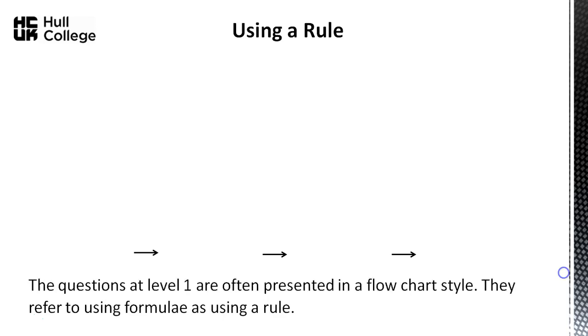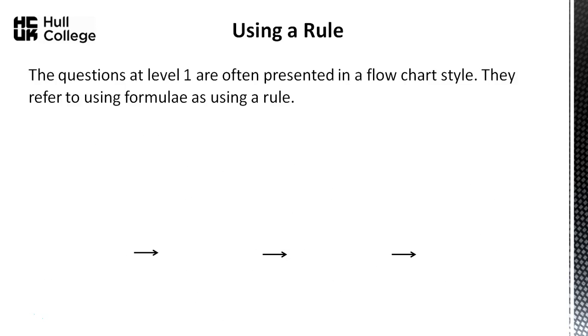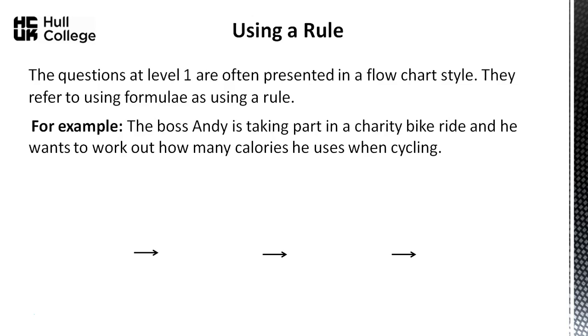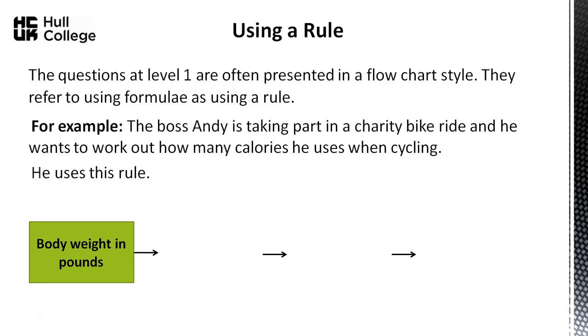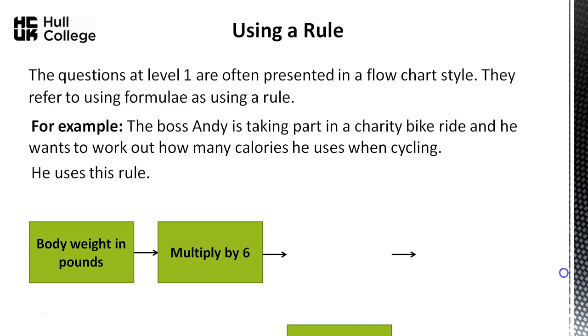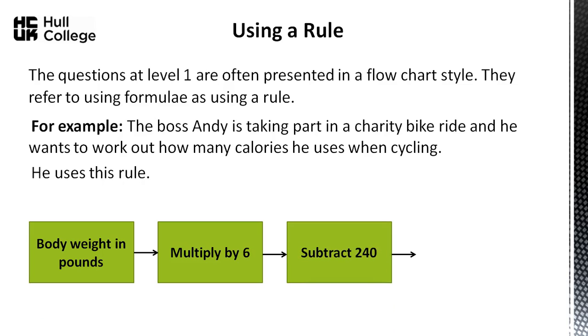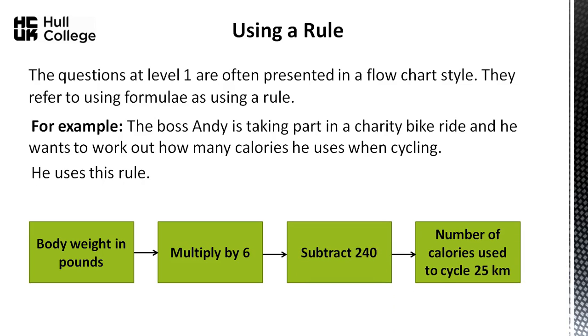Using a rule. The questions at level 1 are often presented in a flowchart style. They refer to using formulae as using a rule. For example, the boss Andy is taking part in a charity bike ride and he wants to work out how many calories he uses when cycling. He uses this rule. His body weight in pounds, multiplied by 6, then subtract 240, will give him the number of calories used to cycle 25 kilometres.